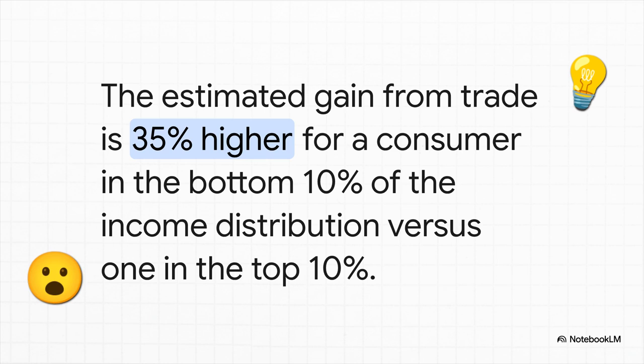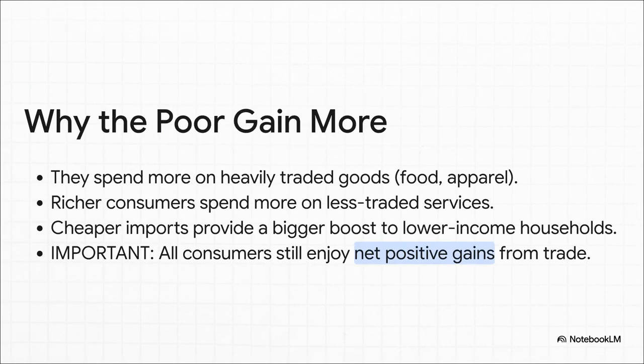Why does this happen? Well, the reason is actually pretty simple. It's all about what people buy. Lower-income families spend a much bigger chunk of their budget on things that are heavily traded, like food, clothes, shoes, stuff that has gotten way cheaper because of trade. Wealthier people, on the other hand, spend more of their money on services, which aren't traded as much. Now, the last point here is absolutely critical. Everyone still wins. Trade lifts all boats. It just so happens to give the smaller boats a slightly bigger relative lift.